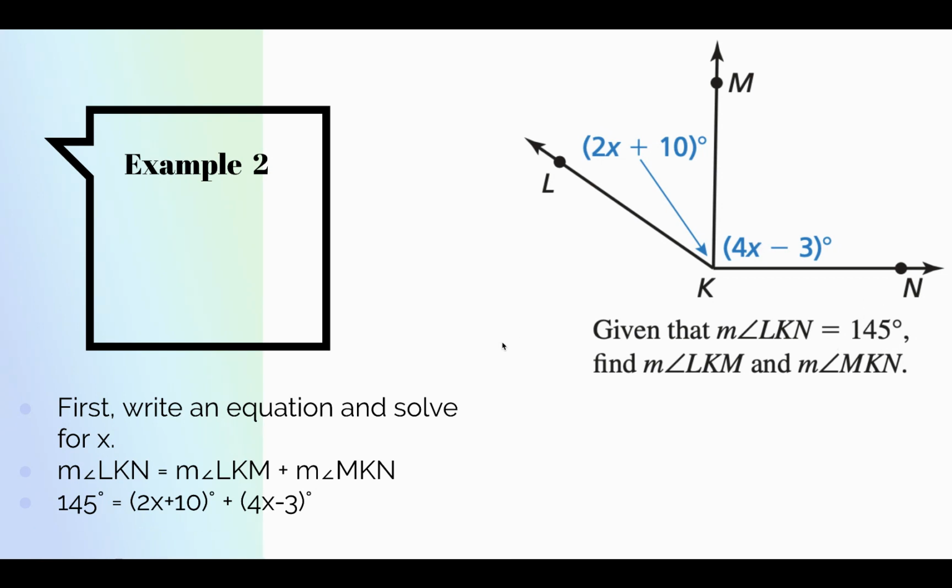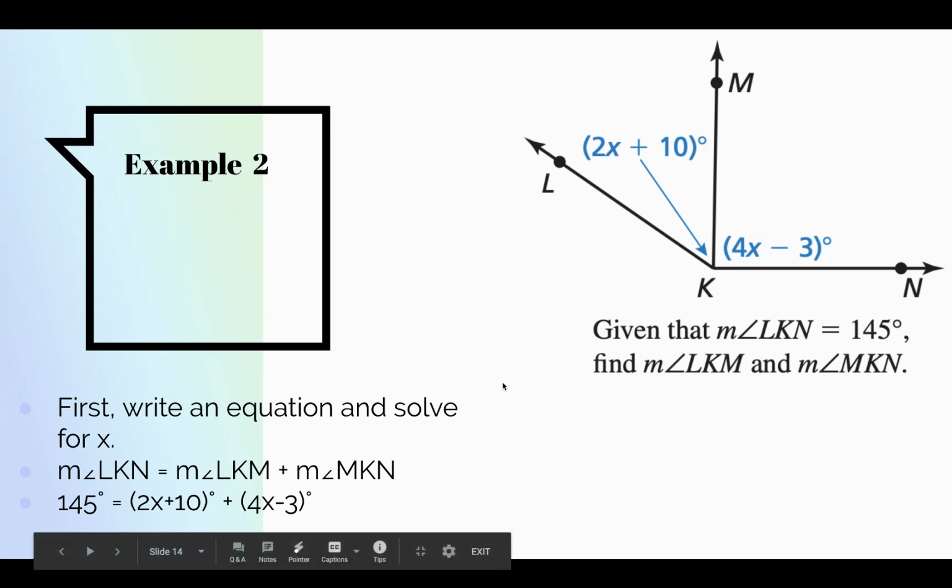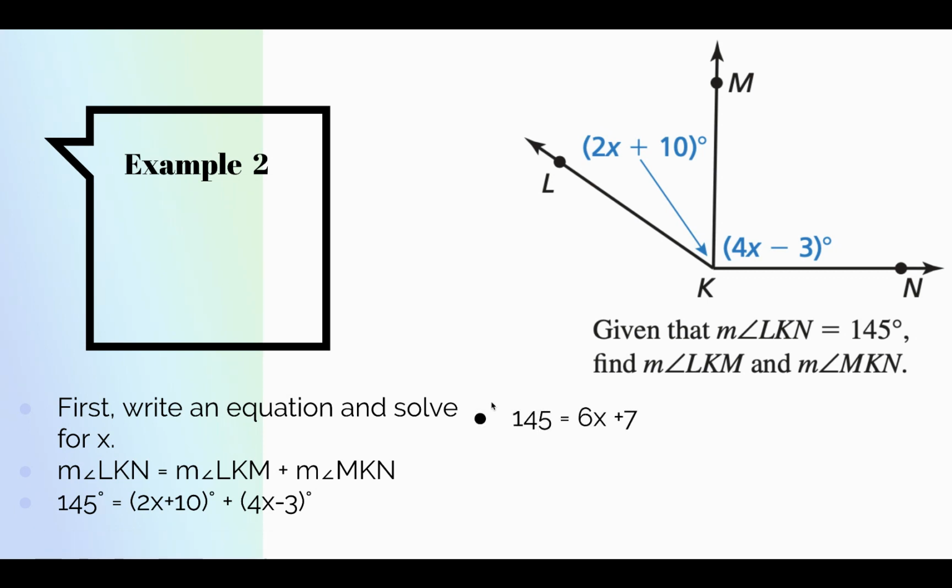Okay, so now this is just straight algebra, solve for x. Let's combine like terms. On the right side of the equation, 145 equals 6x plus 7. Let's subtract 7 from both sides of the equation. Now let's divide by 6 to find that x equals 23. Okay, now, are we done? No. Be careful, because in algebra, when you solved for x, boom, you're done. Go on to the next question.